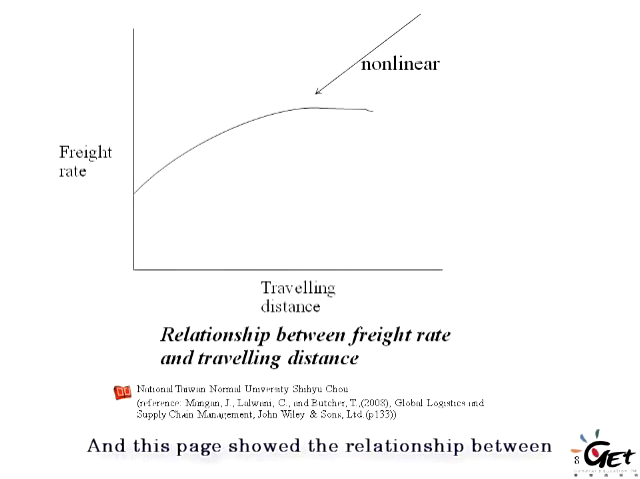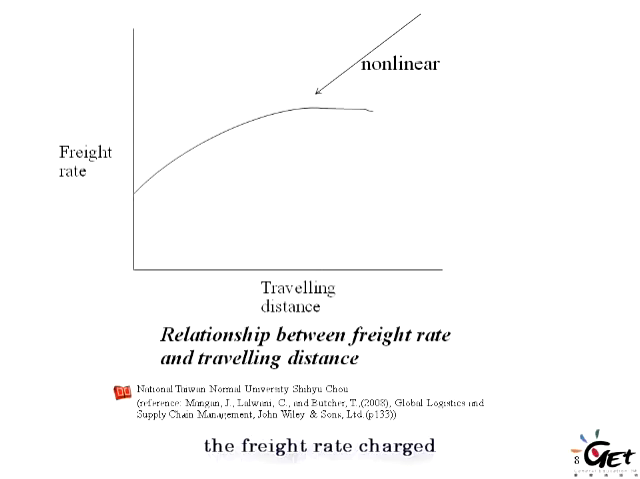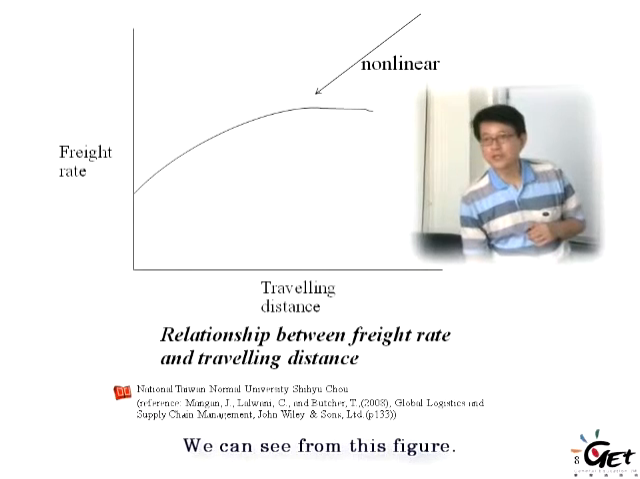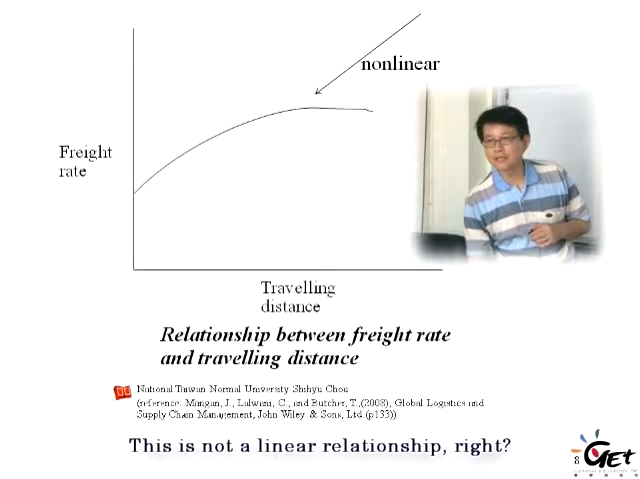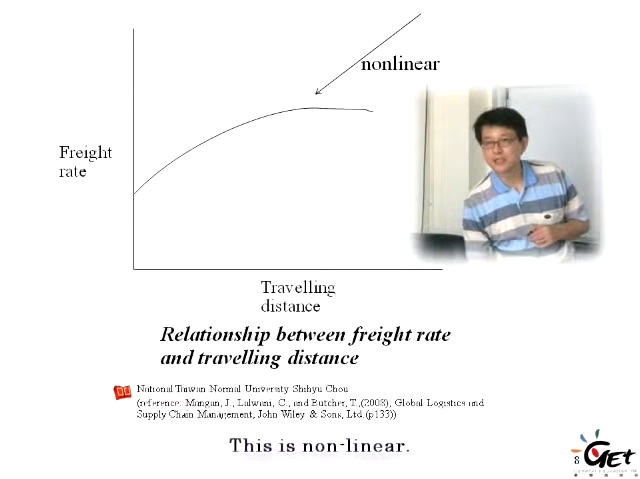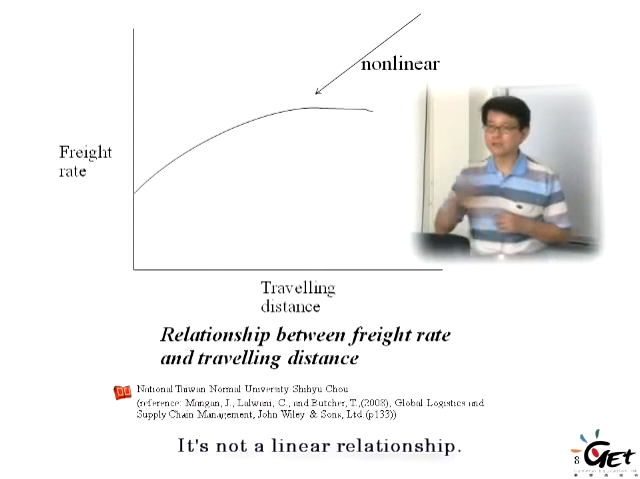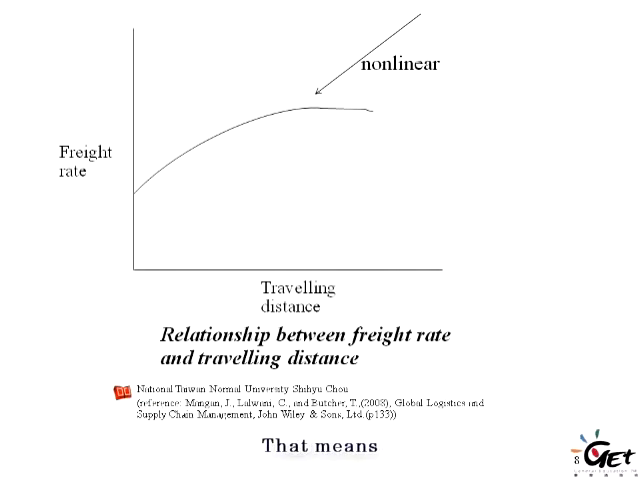This page showed the relationship between flight rates charged and the distance of the flight to be traveled. We can see from this figure, this is not a linear relationship, right? This is nonlinear, a curvilinear relationship. That means when the flight needs to be transported a longer distance, the flight rate is not increased proportionally to the distance.